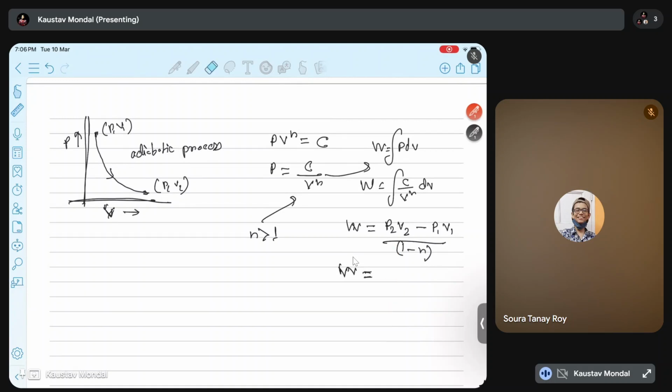Let's write mu, where mu is the mole. Mu R n minus 1 by T2 minus... sorry, I have written it wrong. We started from P1 V1 to P2 V2, so P1 V1 is the initial step. So the initial state should be first, P1 V1 minus P2 V2.